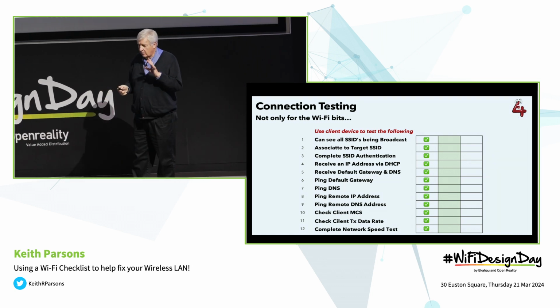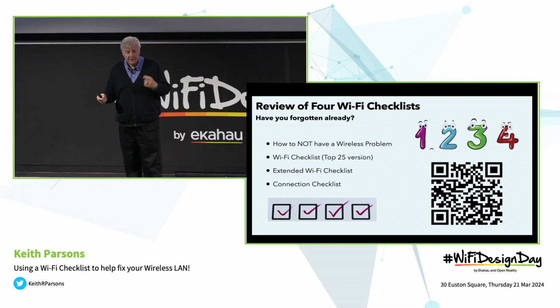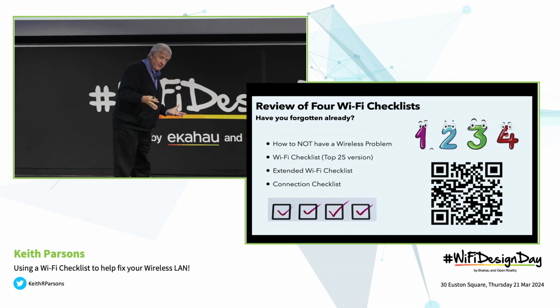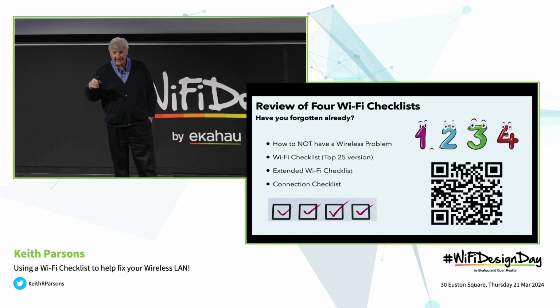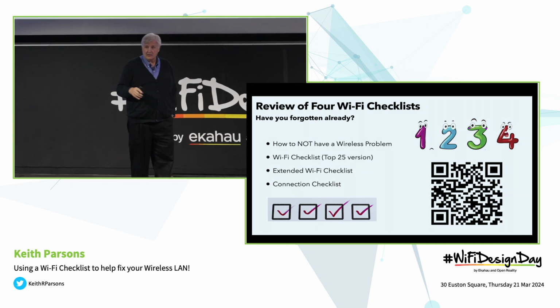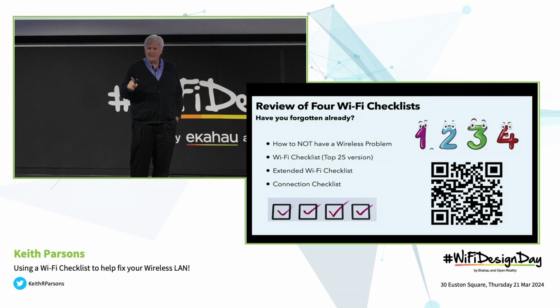So we did 4 different checklists. The first checklist was how to not have a wireless problem: don't let a wired problem become a wireless problem. The second one we did was the top 25, and those were really easy to deal with. Next one was an extended checklist, up to 66 tons of information, and we finally said, let's look at a connection checklist. How many of you have Android phones?